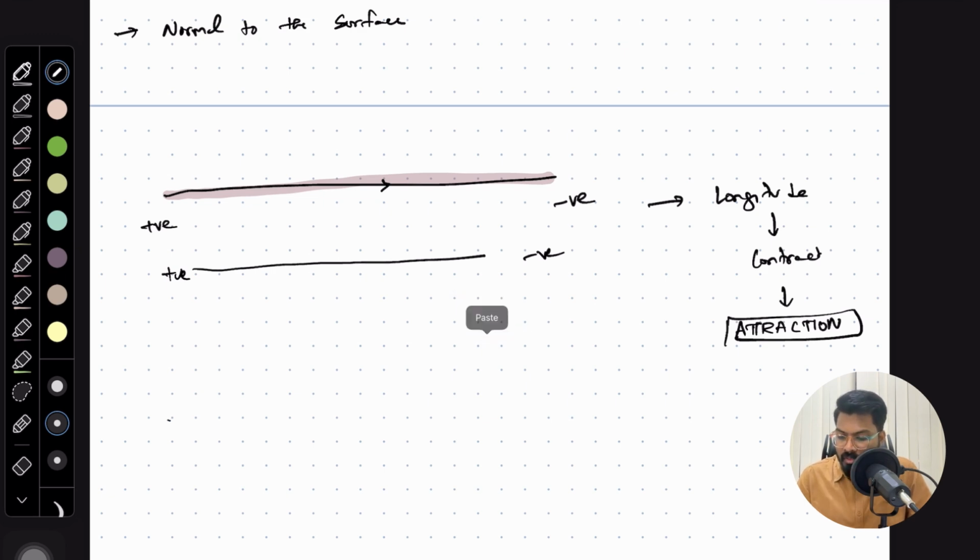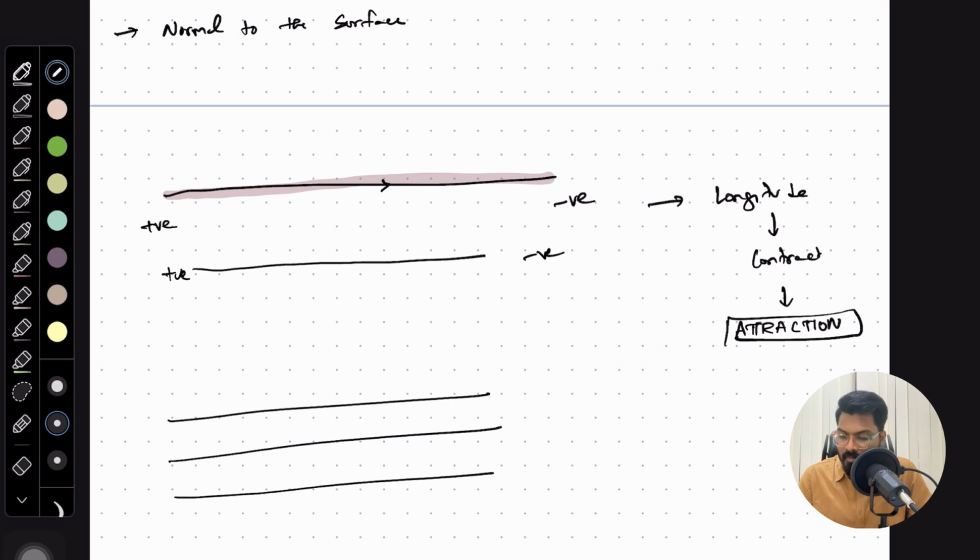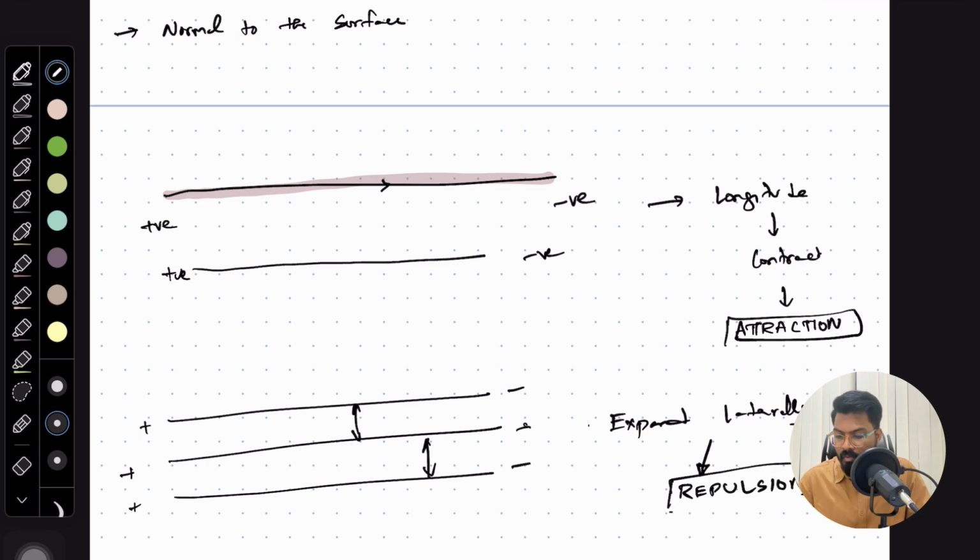Now let's see, there are two different lines of force. This is going from positive to negative. There are multiple lines of force like this. Laterally, that means sideways, it is trying to expand. So it expands laterally. Now when it expands laterally, it causes repulsion. So now we know how repulsion and attraction are caused in an electric field.